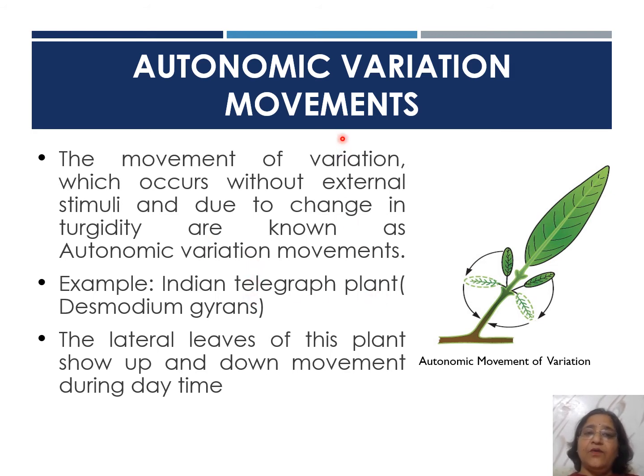The best example of the autonomic variation movement is the Indian telegraph plant. The botanical name of this plant is Desmodium gyrans. In this plant, you can see here, there are small lateral leaves, a pair of lateral leaves. This leaf goes up or down because of the change in the turgidity, and in this way the plant shows the movement. And this plant shows up and down movement during the daytime.